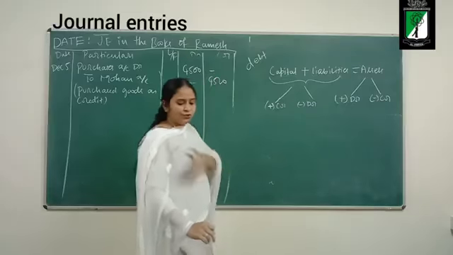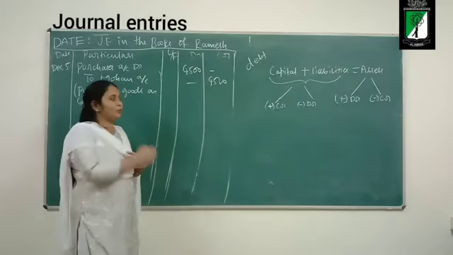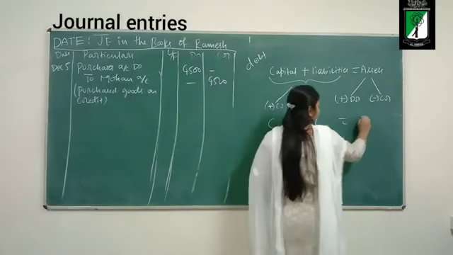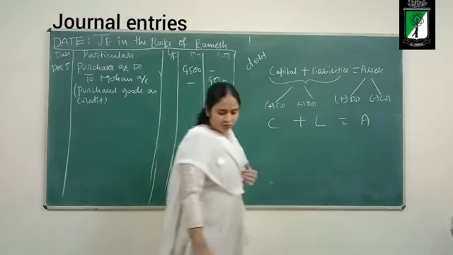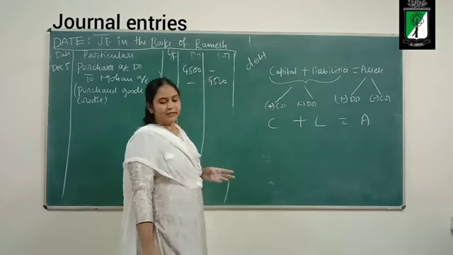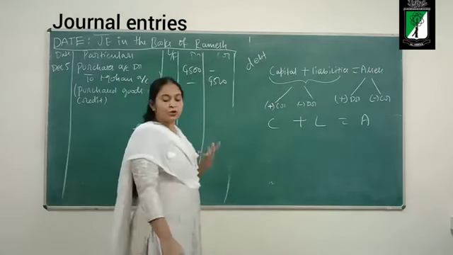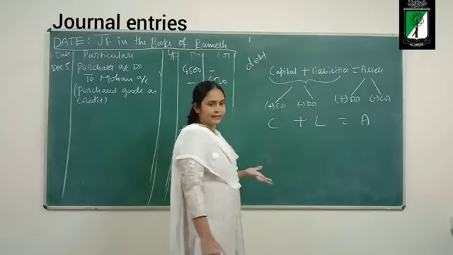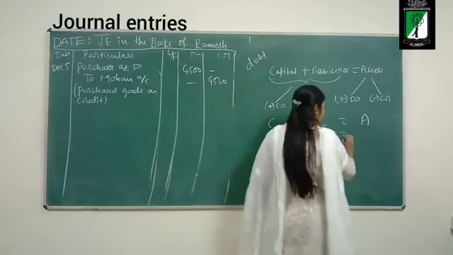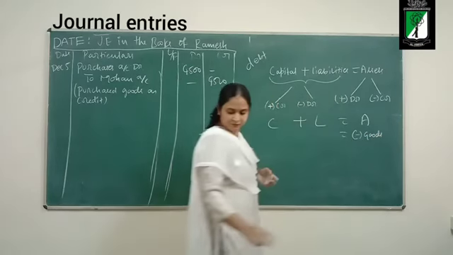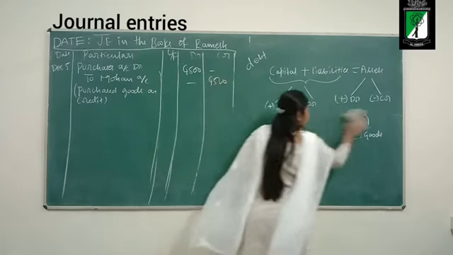Okay, sold goods to Sohan on credit rupees 5,000. First I will solve with the help of modern approach. Sold goods to Sohan on credit rupees 5,000. Now business is selling goods to whom? To Sohan on credit. So what is happening to my goods balance? It is decreasing.